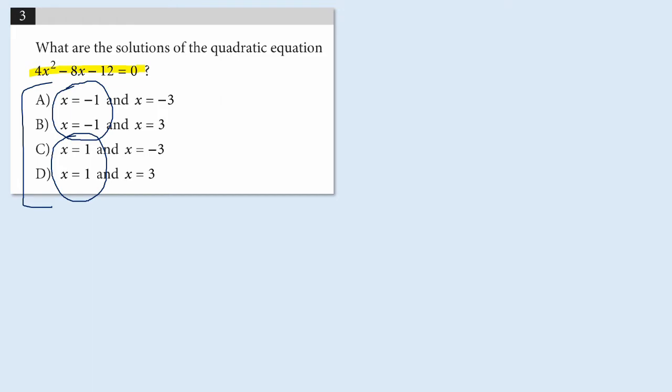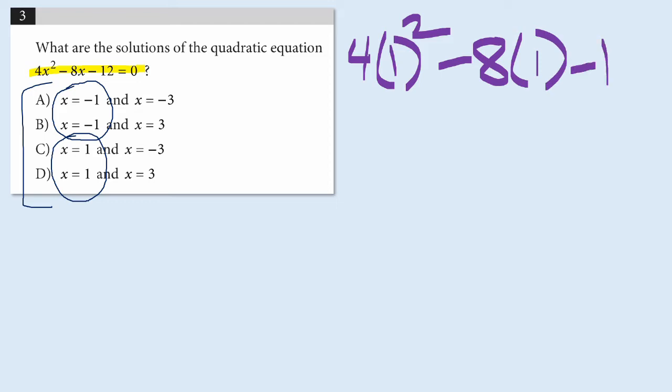I'm going to test 1 because that's really easy to work with, and it'll either work or it won't work in the equation. And either way, I'll be able to eliminate half of the choices. So I'm going to rewrite the equation using 1 for x. So I have 4 times 1 squared minus 8 times 1 minus 12. And I want to know if that equals 0.